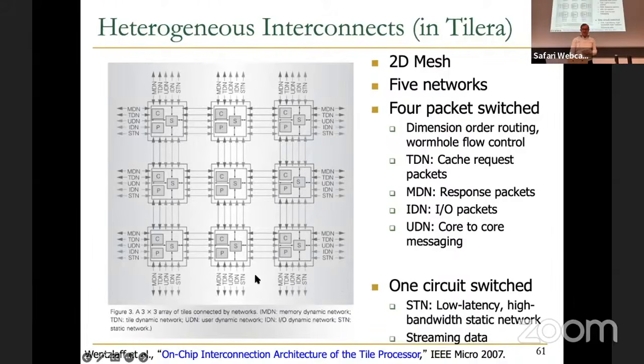For example, this Tilera design from the early 2000s. If you're streaming data, the communication pattern between one core and another core is streaming. It's much better to have an interconnect that's kind of dedicated to that streaming data. And we'll see that circuit switching is one way of satisfying that. For other data, maybe you need different types of interconnects. Basically, they had 5 different types of networks on this chip to deal with 5 different types of packets: cache requests versus responses versus IO versus core-to-core messaging versus streaming, essentially.